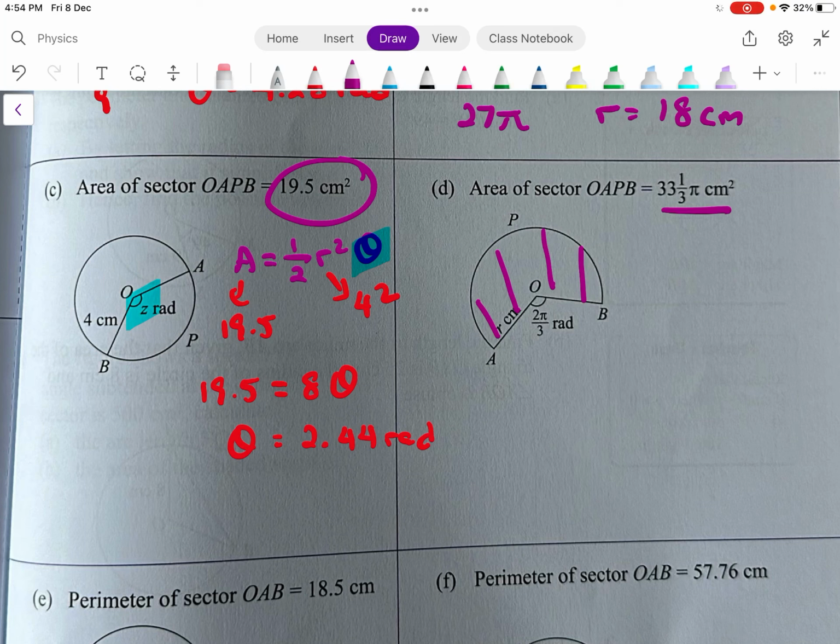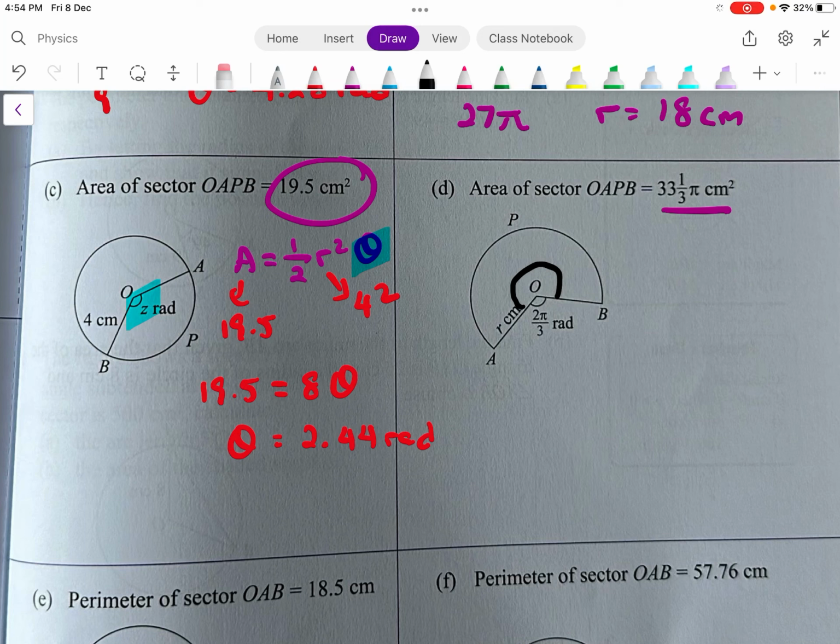But just take note, if you look at the theta here, the theta here is not the theta that we want, because I actually want this theta. Because I'm talking about this so-called Pac-Man right here. So of course I must use this theta. So sometimes they might do a bit of trick question. So what I need to do is actually to find this angle in terms of radian.